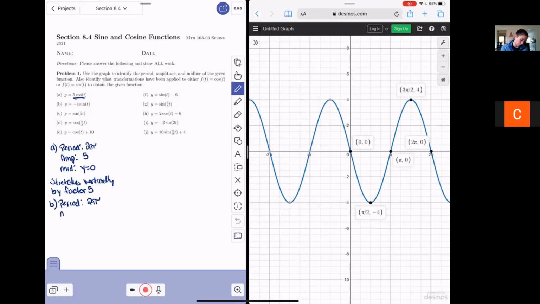Next, let's talk about our midline. The midline is the midpoint between the highest peak up here and the lowest peak down here, which the midpoint between 4 and -4 is 0. So y equals 0. And the amplitude is the distance from the midline to either the highest or the lowest peak, and it's going to be from 0 to 4. So the amplitude is 4. Any questions there?